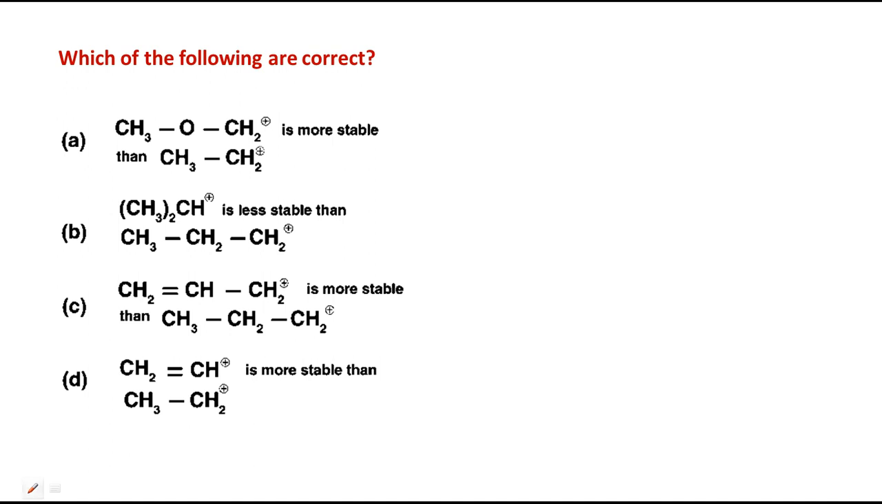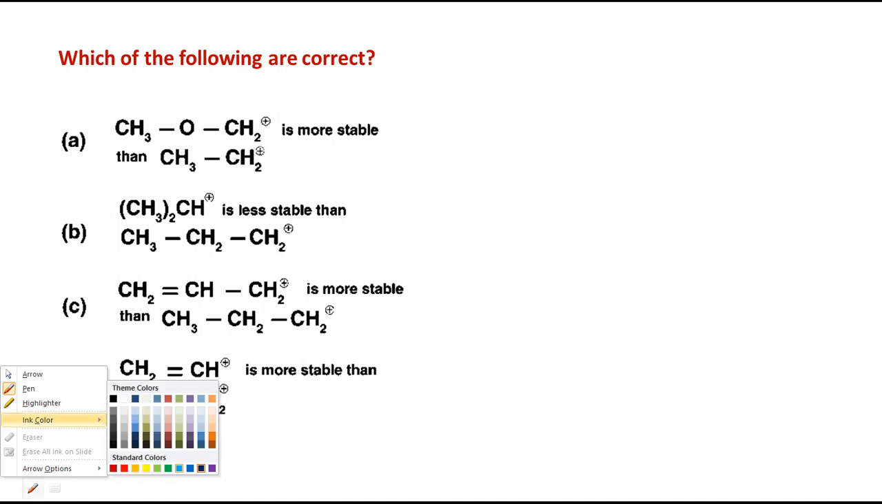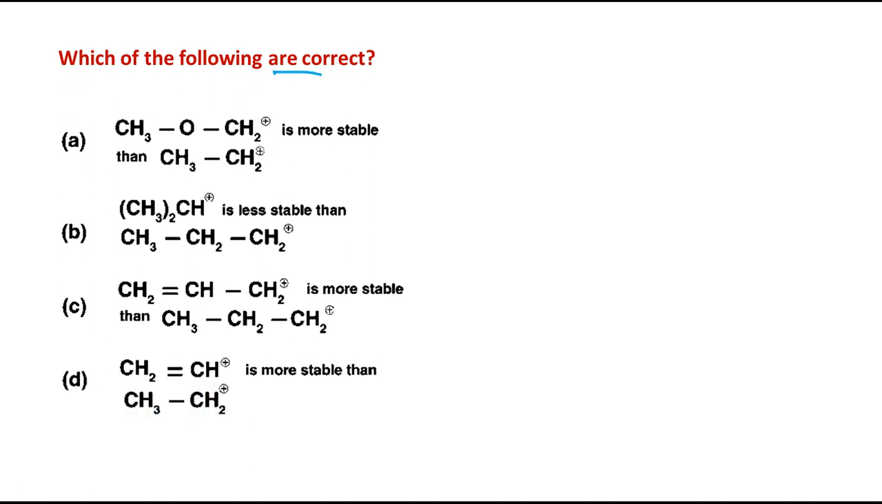Which of the following are correct? So it is basically asking more than one correct answer. The first one, CH3OCH2+. Here the lone pair over oxygen is suitably positioned so that it can show resonance, and after resonance the structure will be: now oxygen is positively charged, then a double bond, and then CH2. So this is the resonance structure after this type of donation, but that is not present in the second case. So CH3OCH2+ is more stable than the second carbocation. This is obviously correct. So A should be correct.